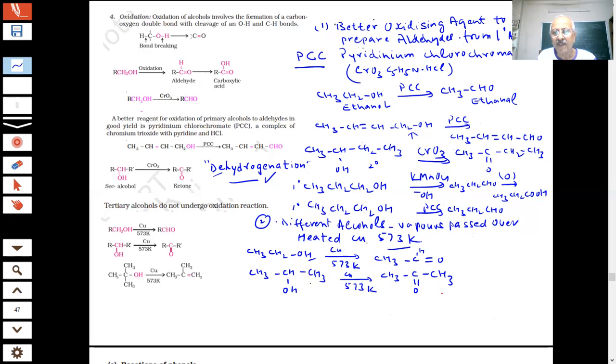So this question has been asked in the paper. They have said this copper, write the product. You have to simply write the product. That's all, 1 mark. Now he gives another one.